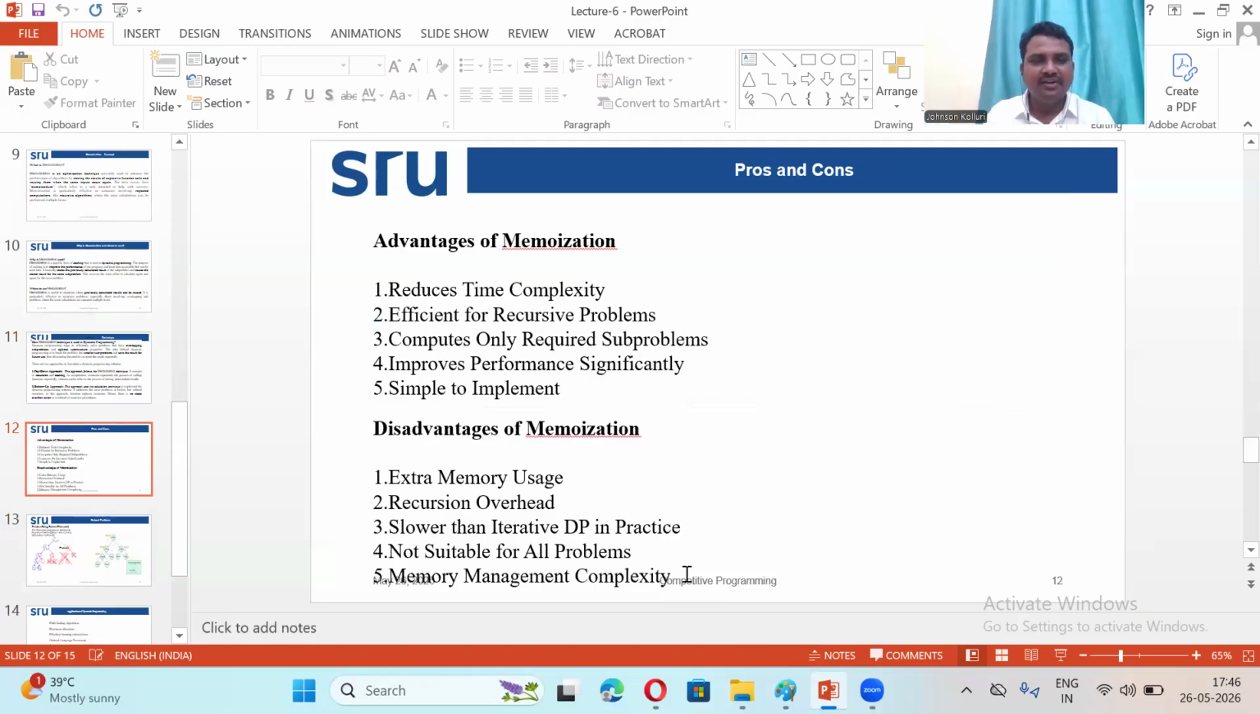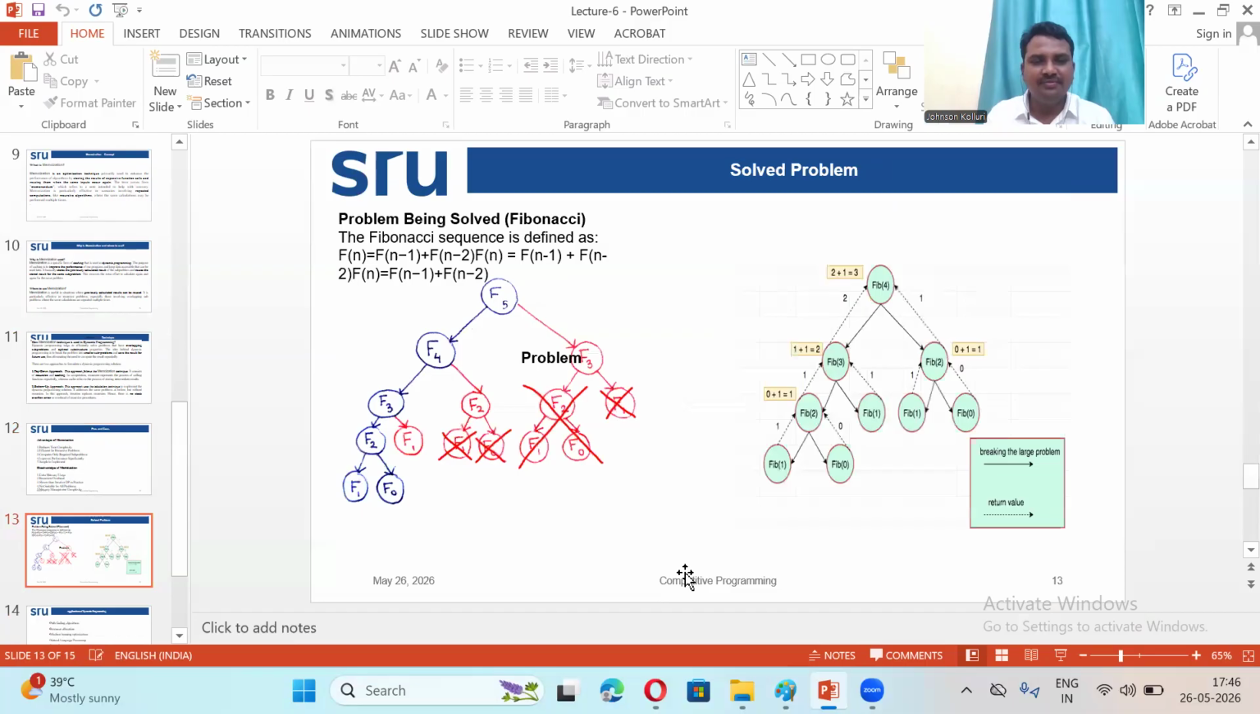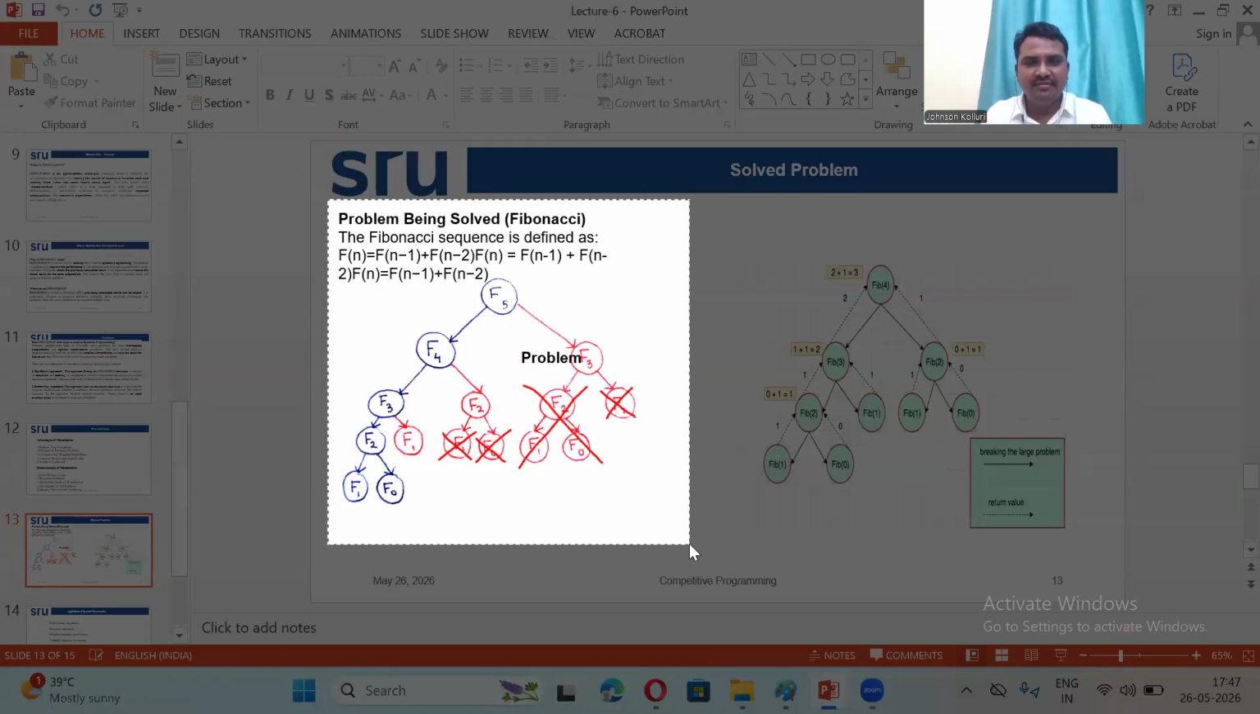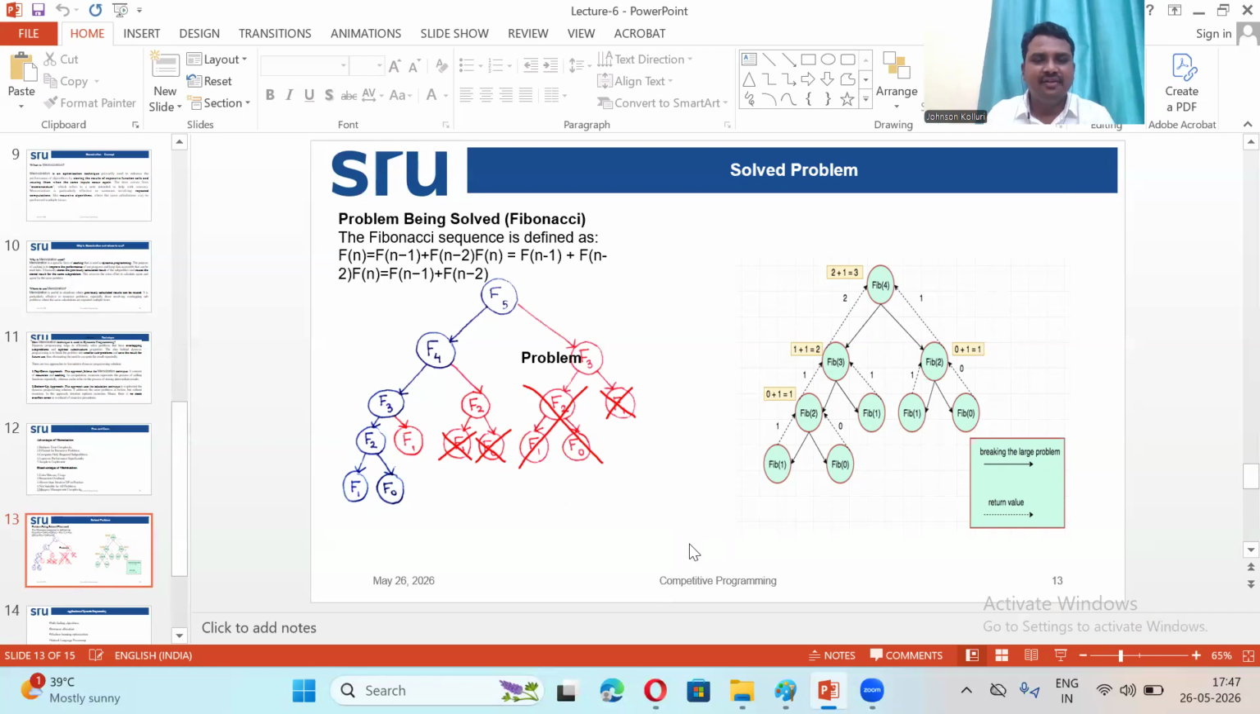Then what are the advantages and disadvantages? Before going to the advantages and disadvantages, we'll see one problem, then we'll return back. We need to find the Fibonacci value of F5.